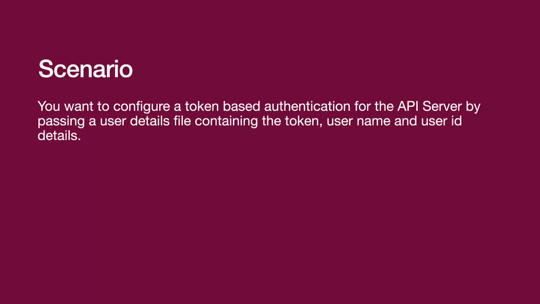So this is the scenario that we are going to use for this video. Let's say you want to configure a token-based authentication for the API server by passing a set of user details. Those details include token, username, and the user ID details in a CSV file that will be passed on to the API server to be used for this authentication.